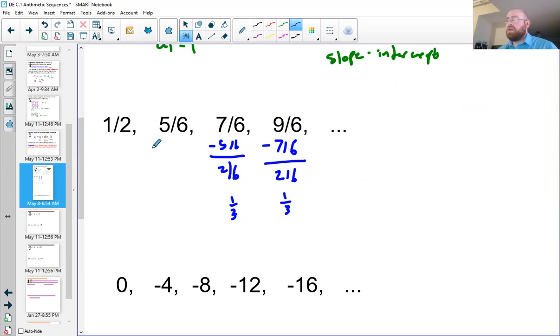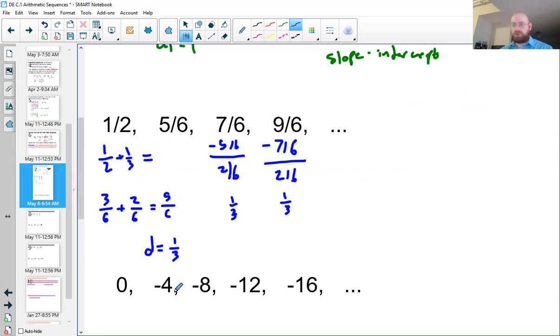And so if I add 1/2 plus 1/3, do I get 5/6? Well, I need to write a common denominator, so I can multiply by 3 over 3 on the left to get 3 over 6, and then 2 over 2 on the right to get 2 over 6, and that does in fact give me 5 over 6. So our common difference, d, is 1/3.